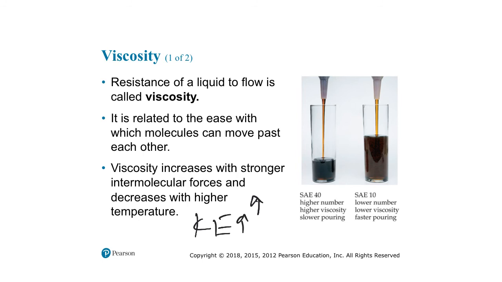So the greater the resistance to flow, the greater the viscosity. We can reduce that viscosity by increasing the temperature. We can strengthen the viscosity with a longer chain hydrocarbon. So most of our oils are made up of hydrocarbons.